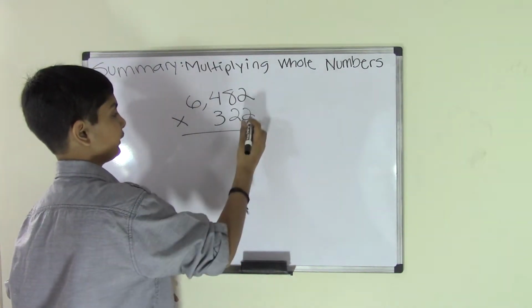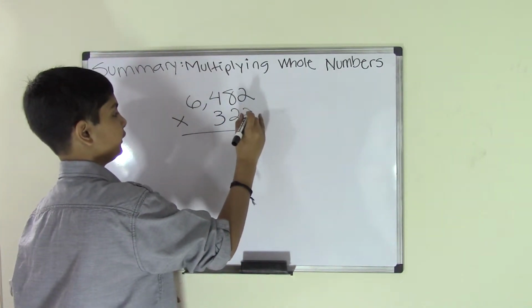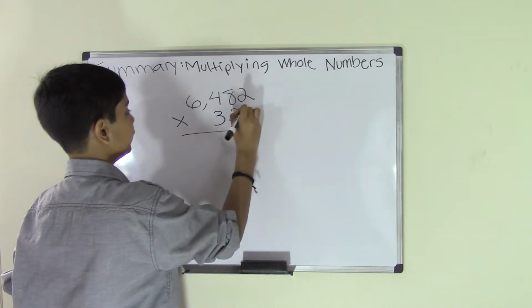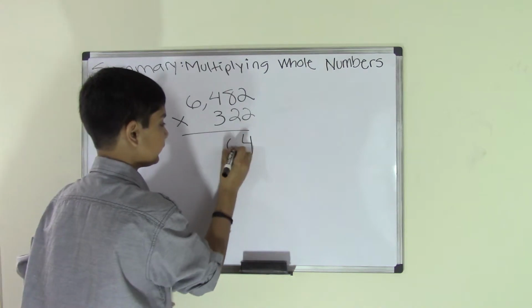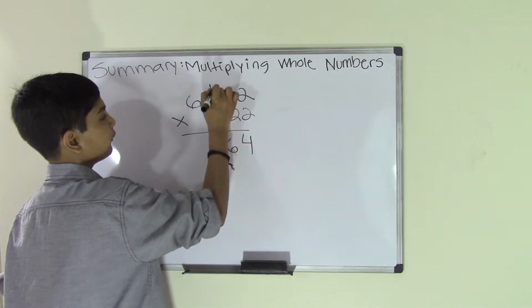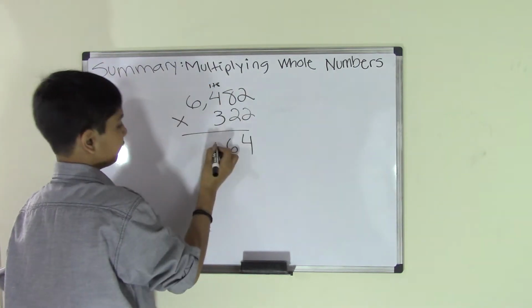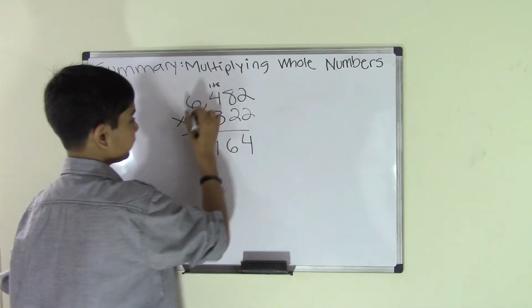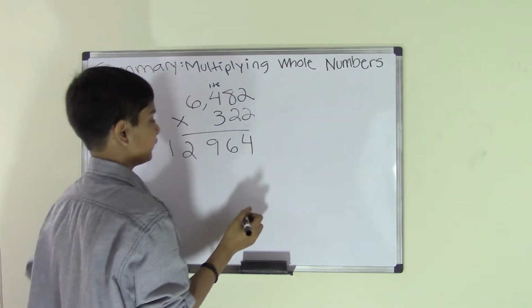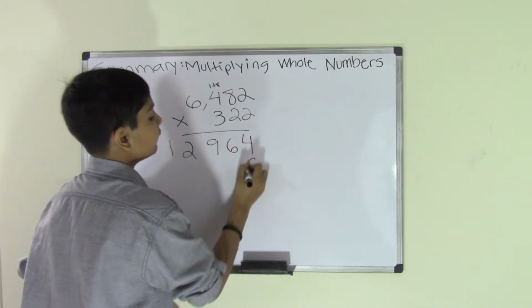So remember, always start from the bottom right number. So we do 2 times 2, and we know that 2 times 2 is 4. 2 times 8 is 16. Bring that 1 over, and 2 times 4 is 8 plus that 1, and we make that a 9. So 2 times 6 now is 12. And before we move on to the next number, which is 2, we add a 0 over here.